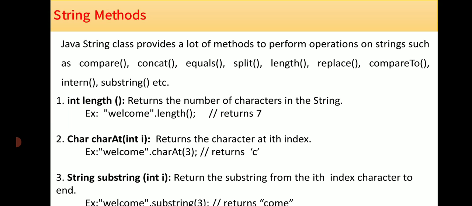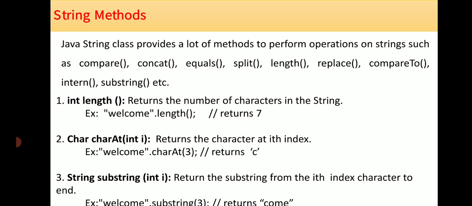charAt(int i) returns the character at the ith index. So the charAt function is used to know the character at a particular position in the string. See here, welcome.charAt(3) returns c. Why? Because w has index 0, e has index 1, l has index 2, and c has index 3. An array always starts from 0, so c is at position 3, and that's why it returns c.